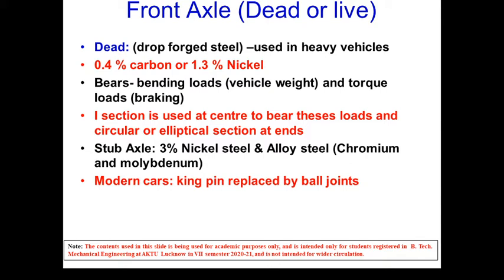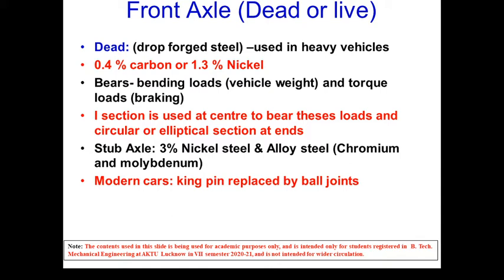Torque load is also applied by the propeller shafts, which transmit power from the engine to the rear wheels. So to take care of those loads, that is bending load and torque loads, I sections are generally used at the center to bear them, and circular or elliptical sections are used at the ends. So this stub axle, basically a rigid axle, consists of 3% nickel steel and alloy steel that have chromium and molybdenum.